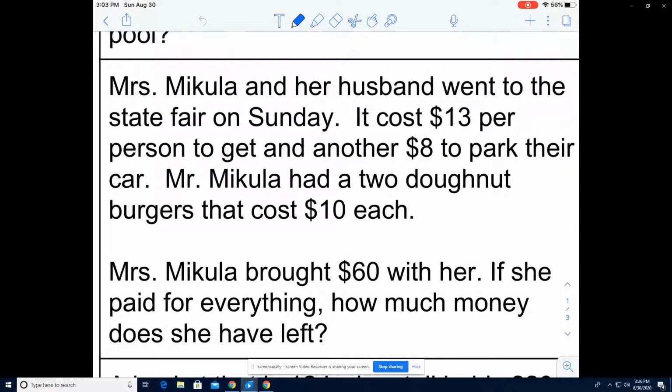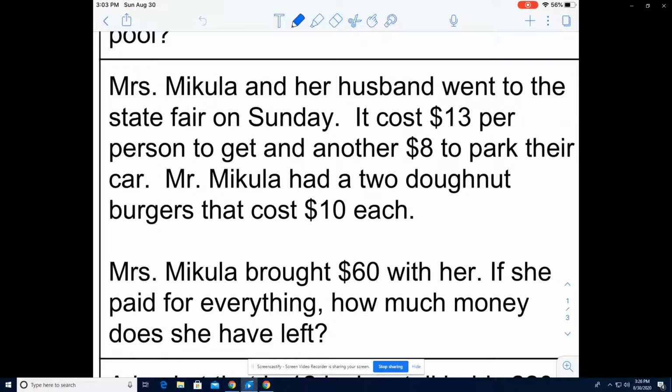So it says, Mrs. McCullough and her husband went to the state fair on Sunday. It cost $13 per person to get in and another $8 to park their car. Mr. McCullough had two donut burgers that cost $10 each. Mrs. McCullough brought $60 with her. If she paid for everything, how much money does she have left?